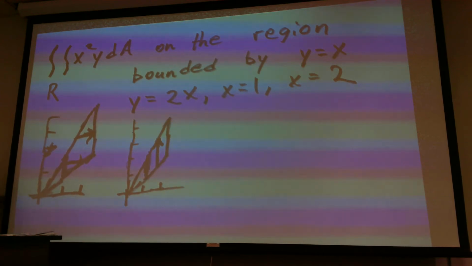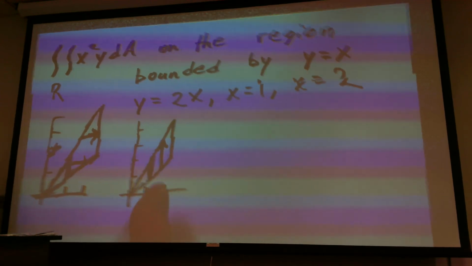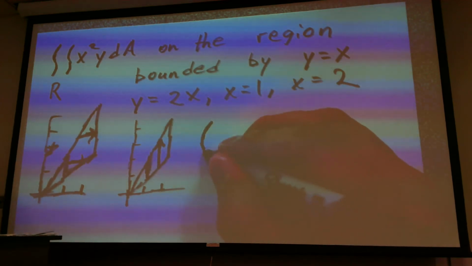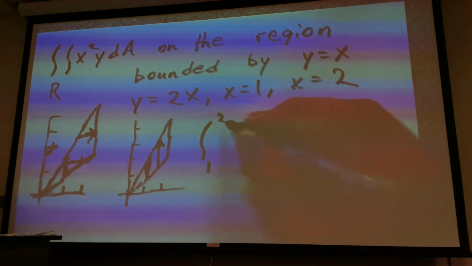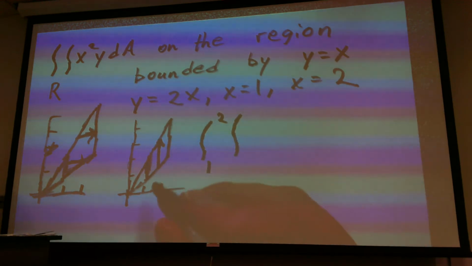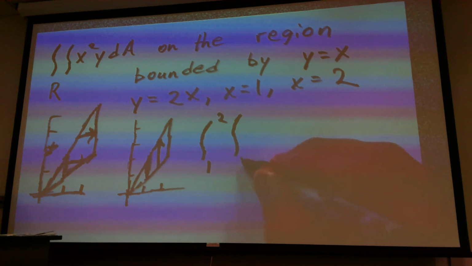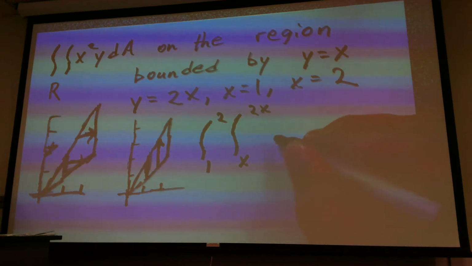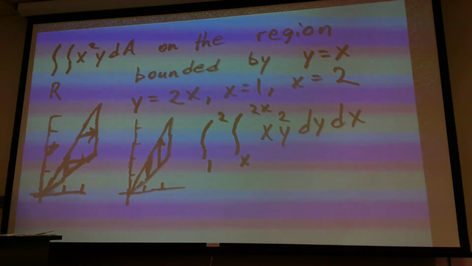So in our x domain, where are we going? 1 to 2. So this is going to be the integral from 1 to 2. And then we're going from x to 2x of x squared y dy dx.